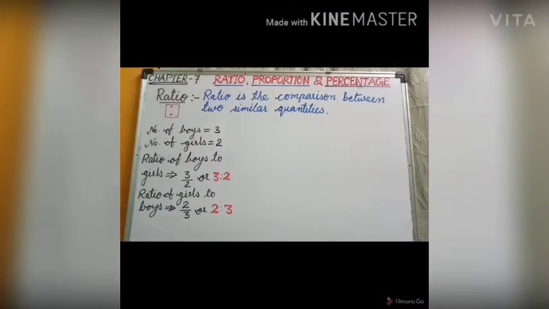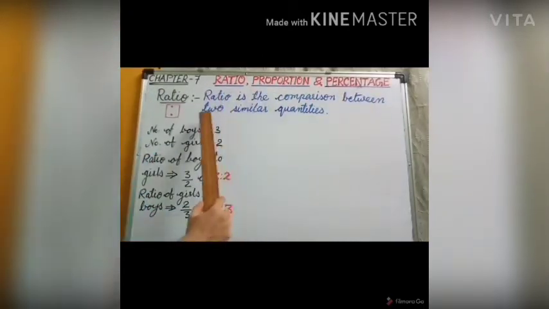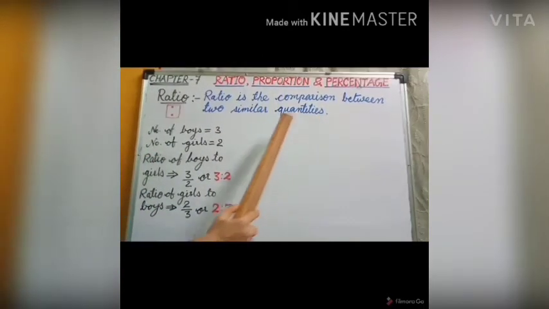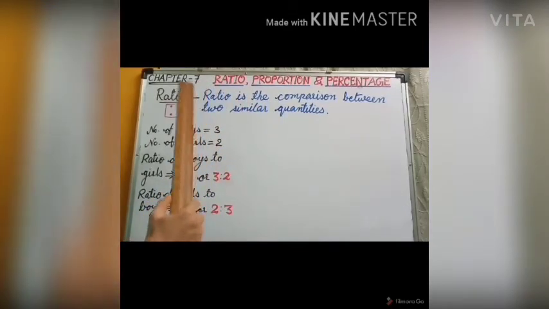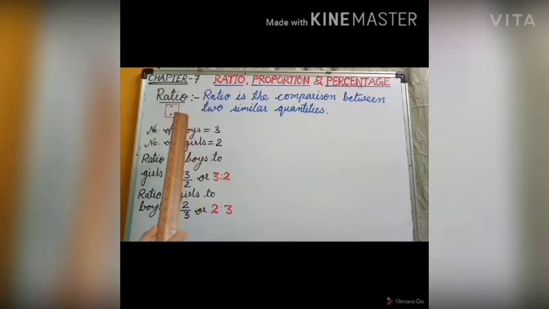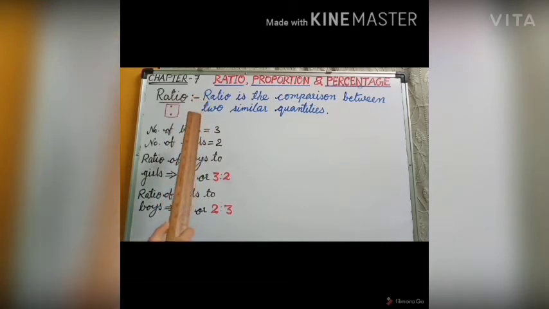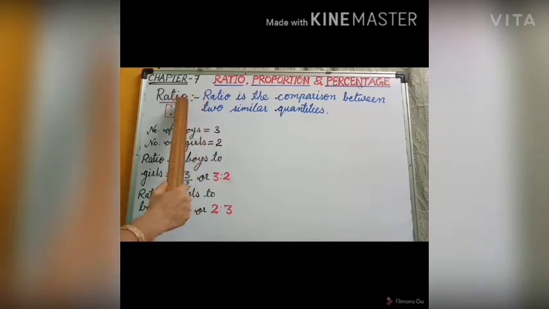So students, let's start the topic ratio. Ratio is the comparison between two similar quantities. That means if we want to compare two similar quantities, we need to compare either with subtraction or with division. अगर आपको दो क्वांटिटीज को कंपेयर करना है तो या तो आप उसको सब्ट्रैक्शन करके कंपेयर कर सकते हैं या फिर आप उसको डिवाइड करके कंपेयर कर सकते हैं. So division form, that is having numerator and denominator, can be written as ratio.